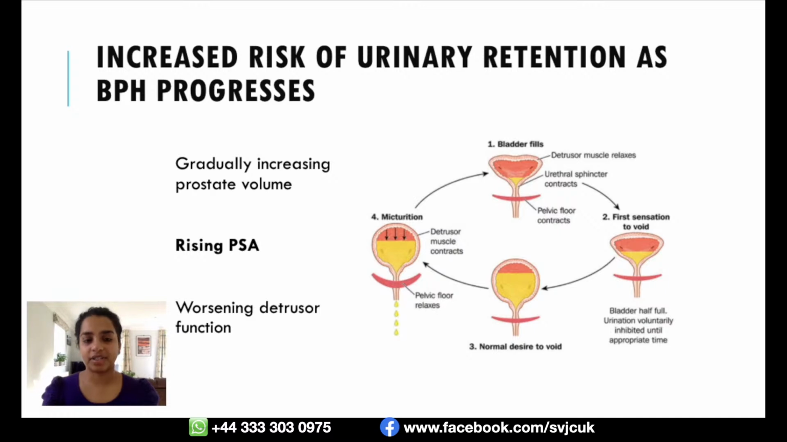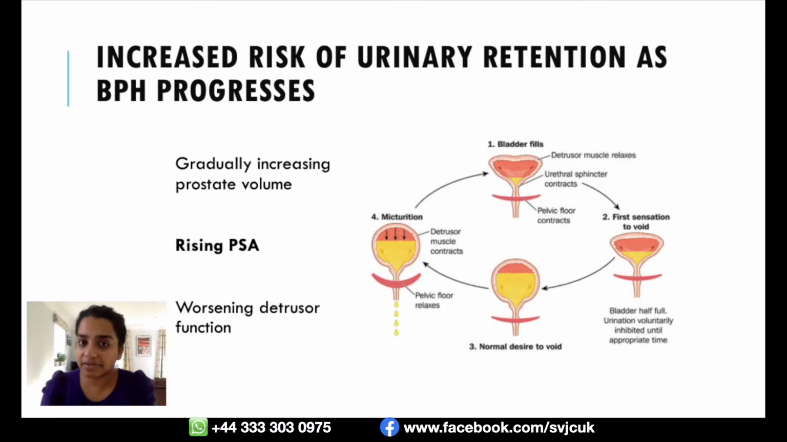On this slide, you can see an image that depicts the function of the detrusor muscle in the process of bladder filling and bladder emptying. As the bladder is filling, the detrusor muscle is relaxed and the urethral sphincter and pelvic floor are contracted. However, once the person is ready to actually pass urine, the detrusor muscle contracts and the pelvic floor relaxes.